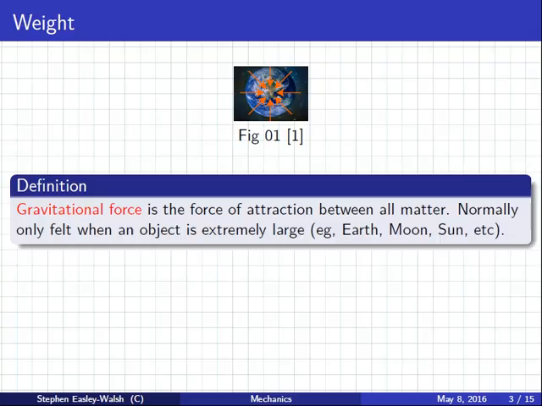Okay, we got this. Gravitational force is the force of attraction between all matter.